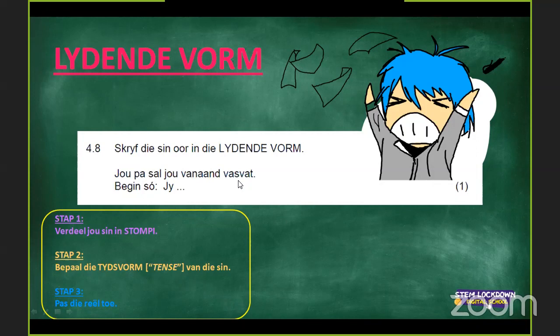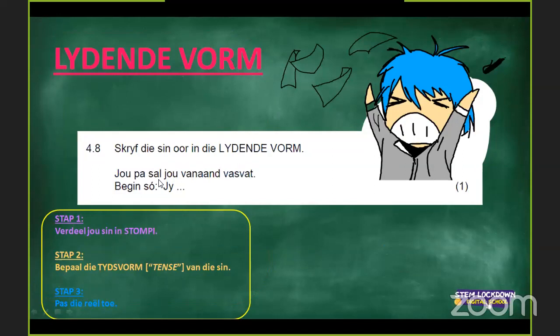Kyk. So I've got a few steps. Die eerste een is verdeel jou sin in stompie. You're going to take the given sentence and you're going to put it in stompie. Right. Then once we have done that, right? Dan gaan jy die tydsvorm van die sin bepaal. You are going to determine the tense of the sentence. Right, you're going to ask yourself, is dit teenwoordige tyd, present tense? Is dit verlede tyd, past tense? Of is dit 'n toekomende tyd sin? Or is it a future tense sentence?